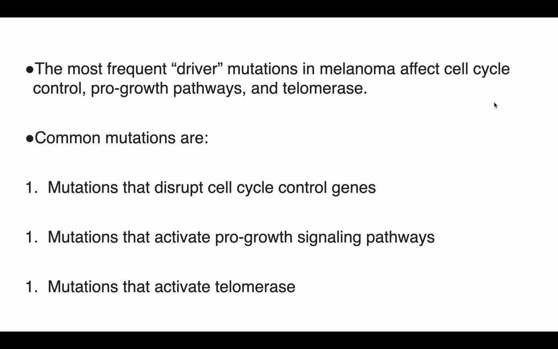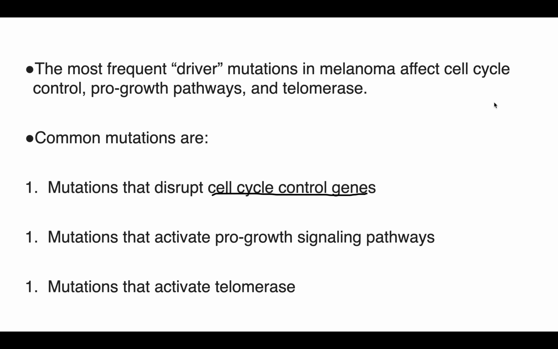So what are the genetic mutations which can occur? The mutation can occur at many levels. First is the mutation which disrupts cell cycle control genes. To understand this, you should have a basic knowledge of neoplasia, the pathogenesis of neoplasia. I do have a separate lecture series on neoplasia. You can see that also.